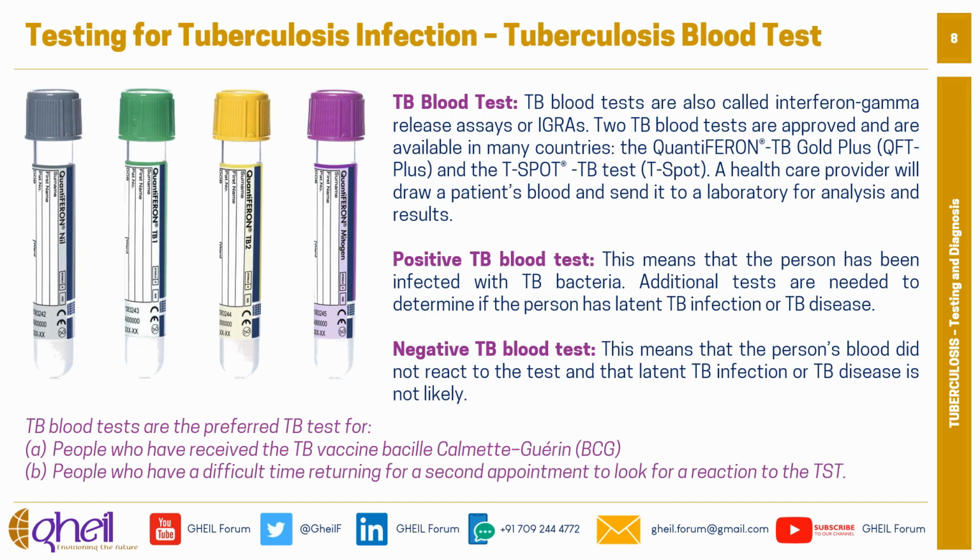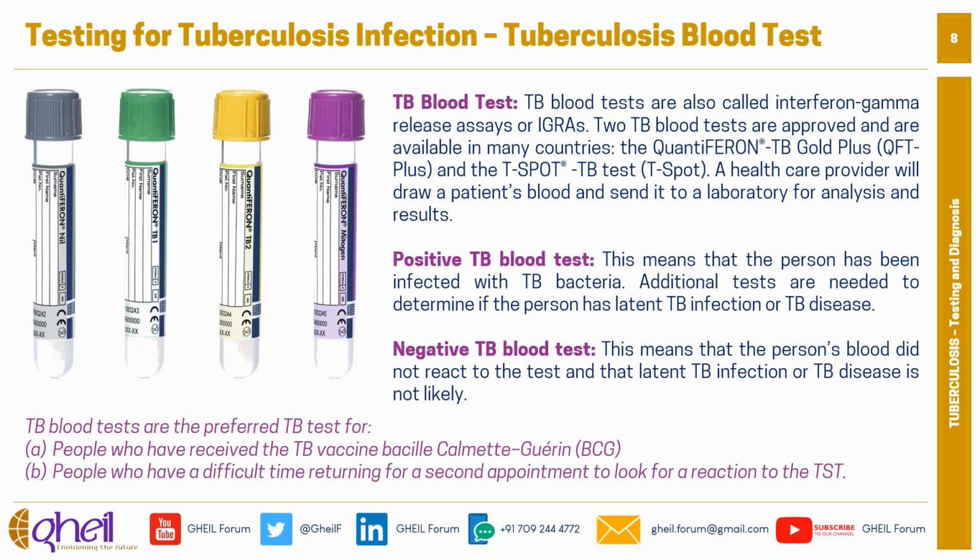Testing for tuberculosis infection. Tuberculosis blood test. TB blood tests are also called interferon gamma release assays, or IGRAs. Two TB blood tests are approved by the US Food and Drug Administration, FDA, and are available in many countries: the QuantiFERON-TB Gold Plus, QFT-Plus, and the T-SPOT.TB test, T-Spot. A healthcare provider will draw a patient's blood and send it to a laboratory for analysis and results.